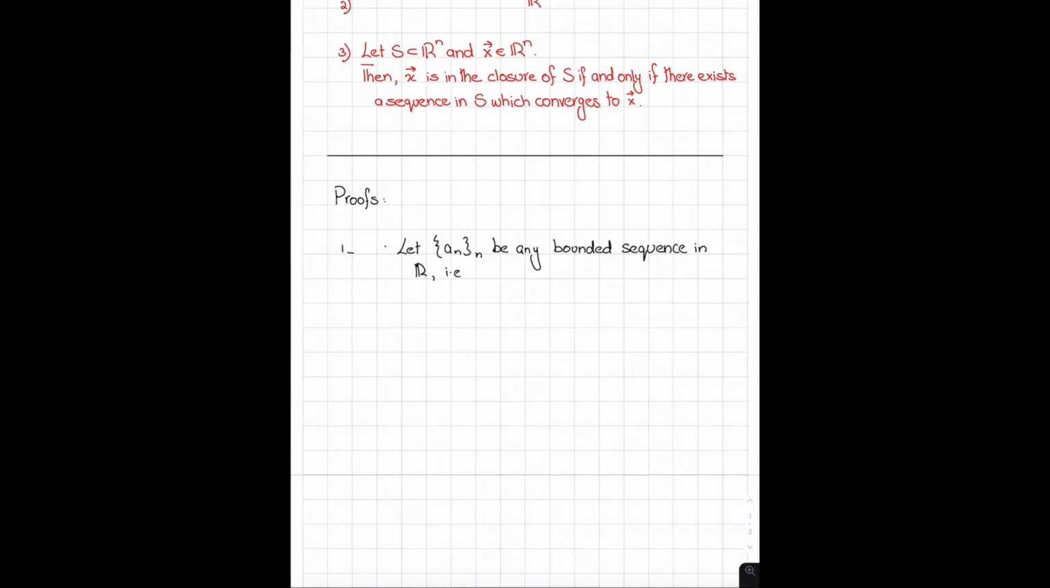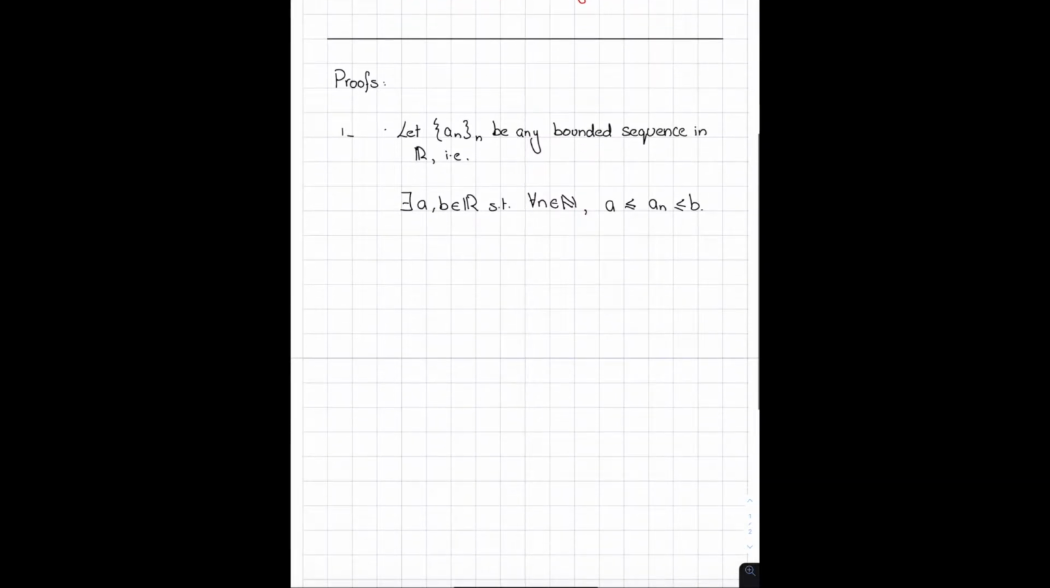That is, there exist real numbers a and b in the set of real numbers such that for every n in the set of natural numbers, a is less than or equal to a of n, which is less than or equal to b. Next, consider the interval a comma b, so the closed interval a comma b.